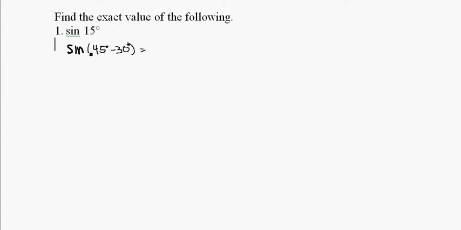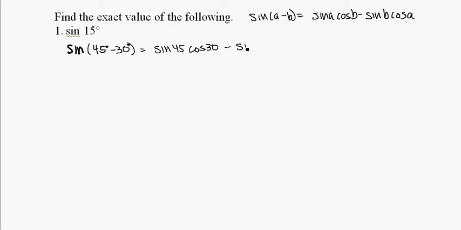So that would be sine of a minus b. Sine of a minus b is sine a cosine b minus sine b cosine a. So this would be the sine of 45 cosine of 30 minus the sine of 30 cosine of 45.